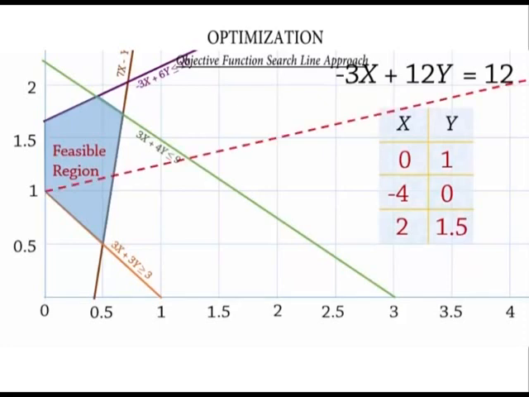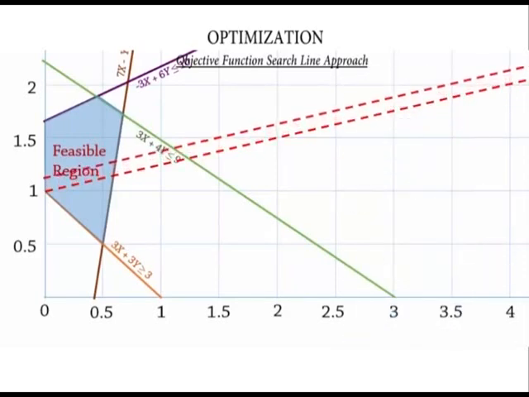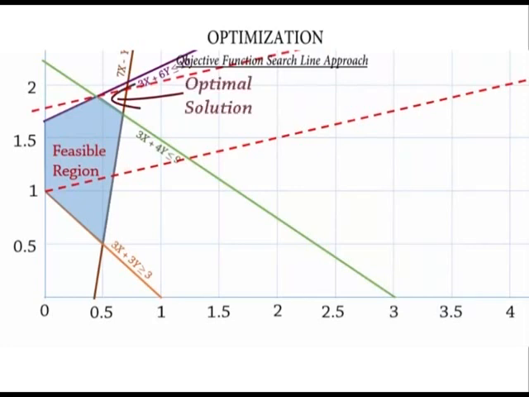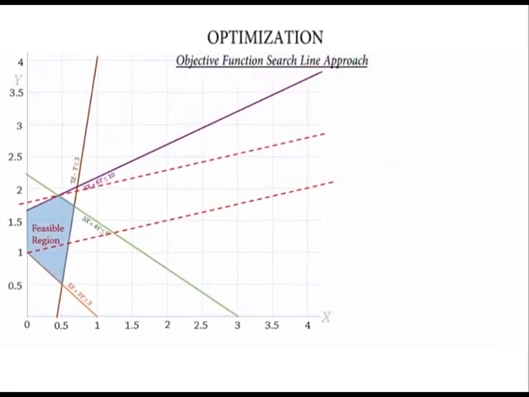Using these 2 points, the search line is this one. Because this is a maximization process, we move the search line upwards away from 0, parallel to itself, to obtain the maximum optimal point. This shows that the maximum solution occurs here at the intersection of constraint line 2 and 3. It's a fractional intersection point. We can get the coordinates by simultaneously solving equations 2 and 3.